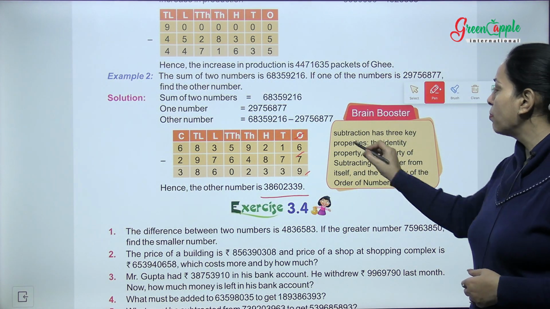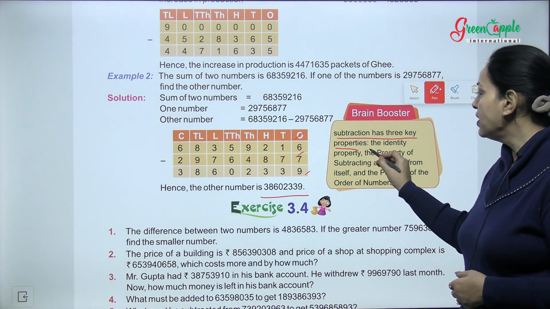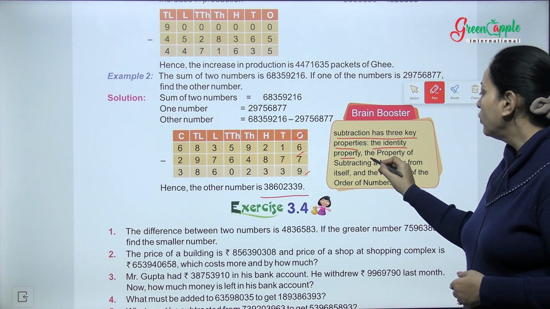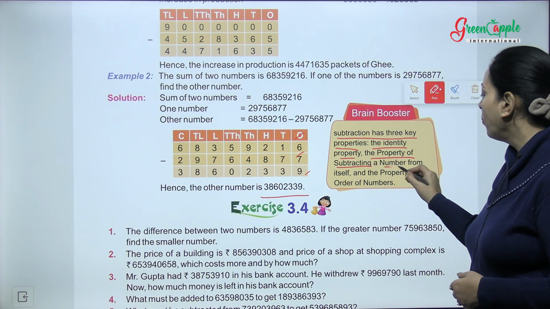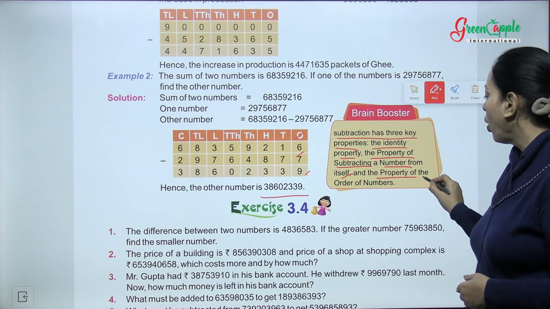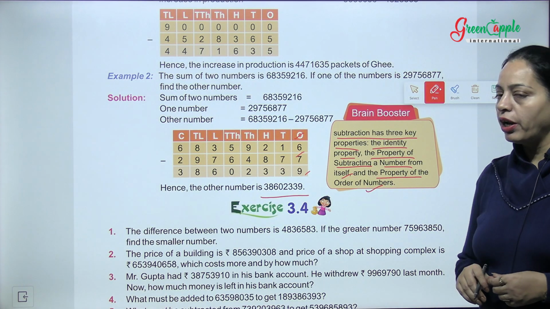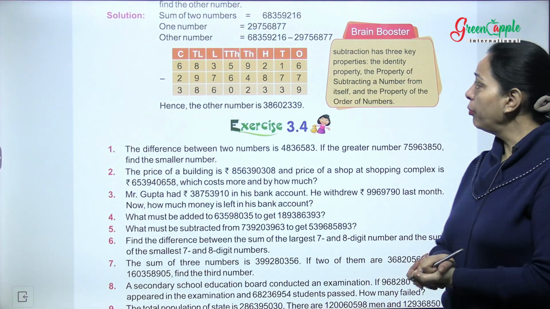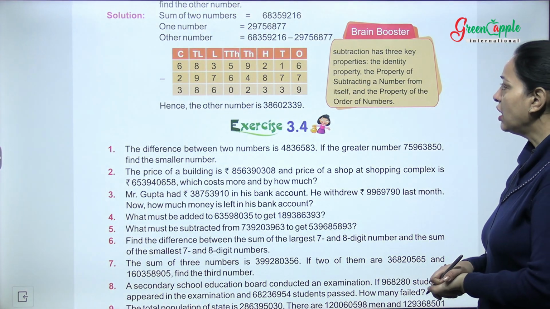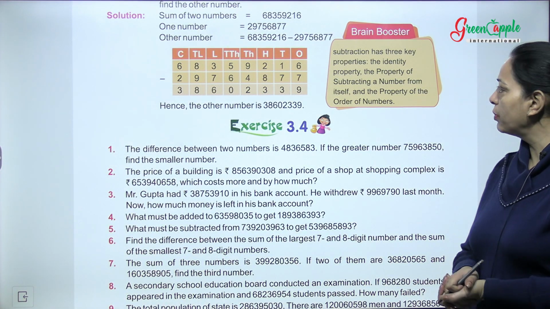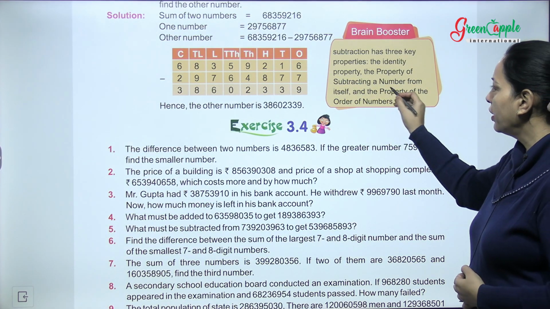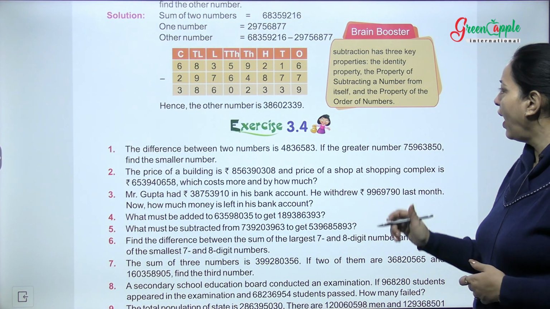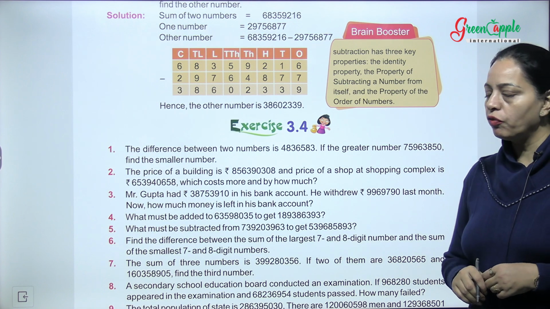Now brain booster: subtraction has three key properties: the identity property, the property of subtracting a number from itself, and the property of order of numbers.